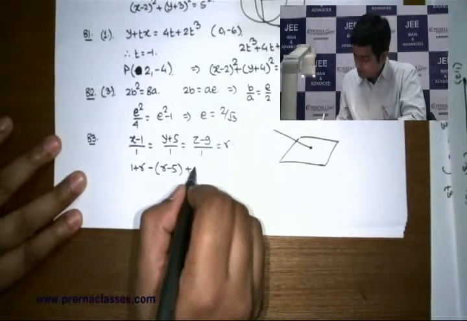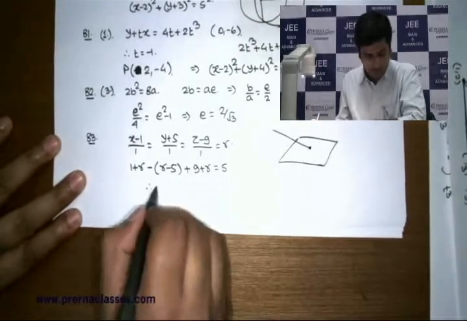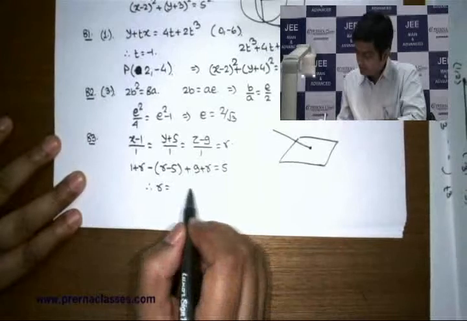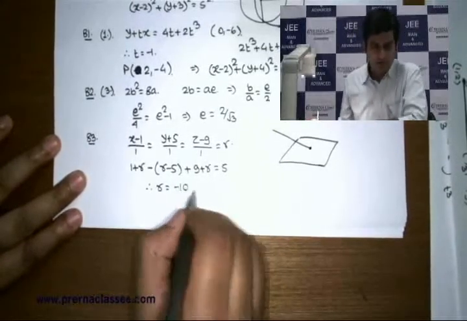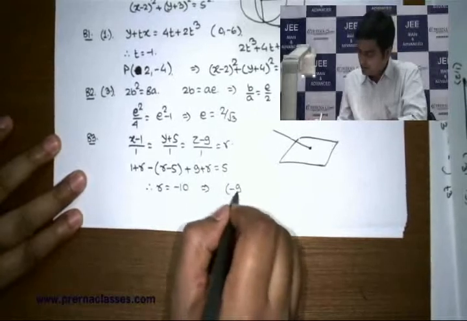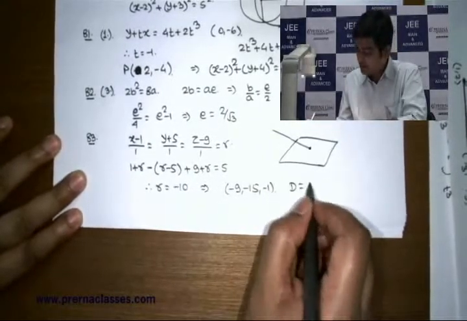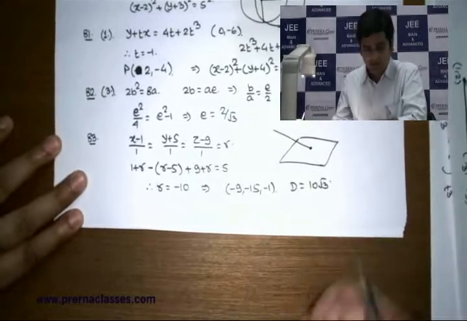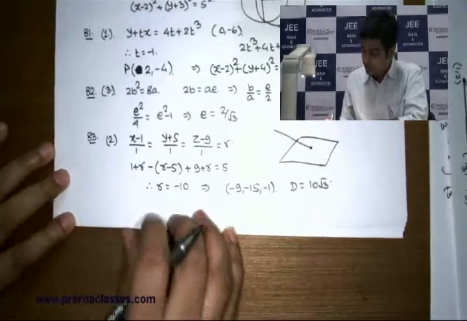So the variable point here is 1 plus r, then you have negative of r minus 5, then you have 9 plus r, which is equal to 5. You can check then the value of r from this is minus 10, and that point becomes minus 9, minus 15 and minus 1. Hence that required distance is nothing else but 10 root 3, which is option 2 in that problem.